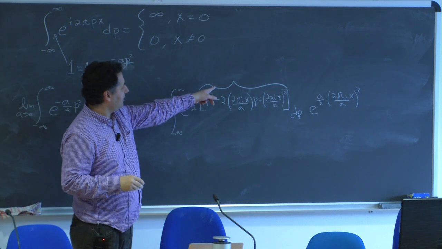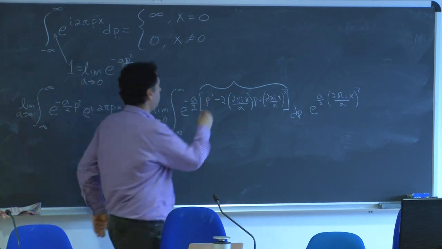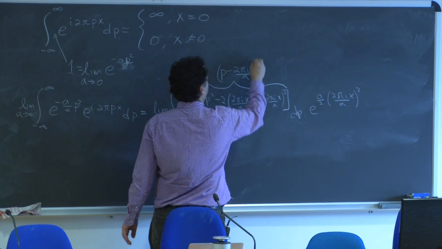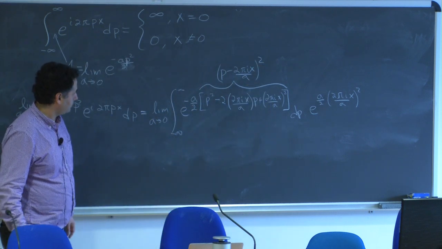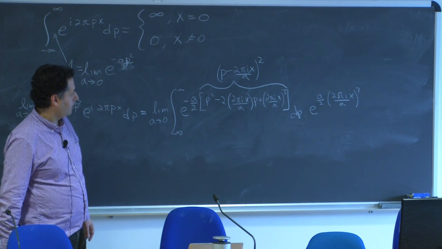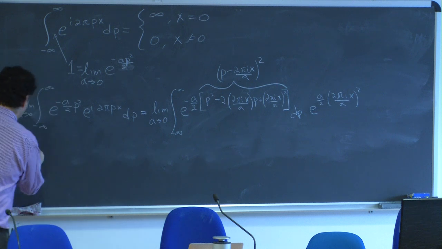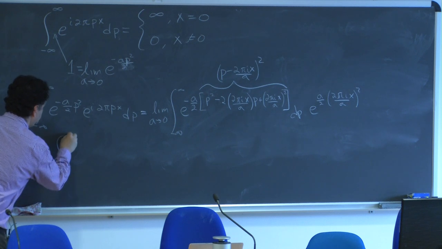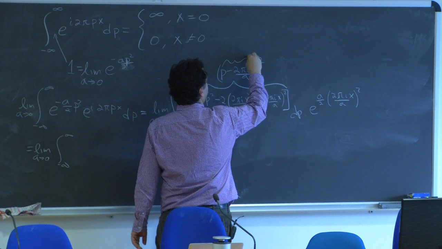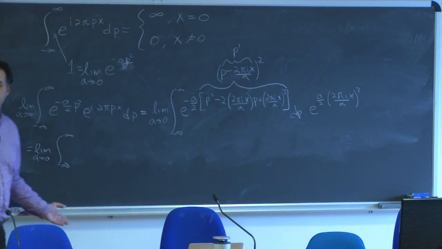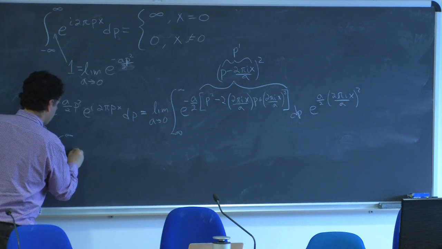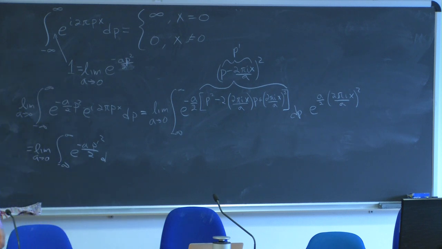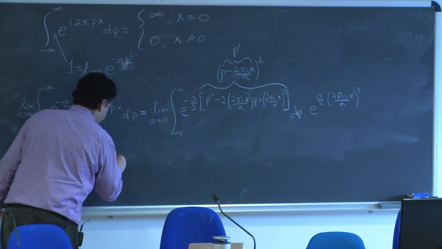So once I did that, this is equal to what? This bracket: it's p minus 2 pi i x divided by a, all squared. So this then becomes the limit as a goes to 0, integral from minus infinity to infinity. And now let me call this thing inside p prime. I'm going to do a change of variables: e to the minus a p prime squared divided by 2. And dp is what with respect to p prime? The same thing, p prime.